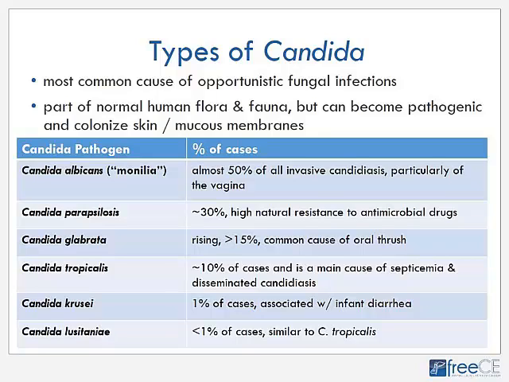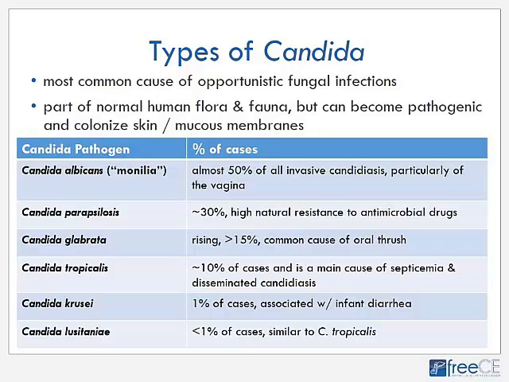Different sources estimate that albicans is maybe up to 80% prevalent, but it seems in the last handful of years, 5 years or so, that other species are becoming more popular in terms of infectious agents. Next on the list is Candida parapsilosis at approximately 30% of cases. This species has a high natural resistance to antimicrobial drugs and can be particularly dangerous when in a hospital setting.